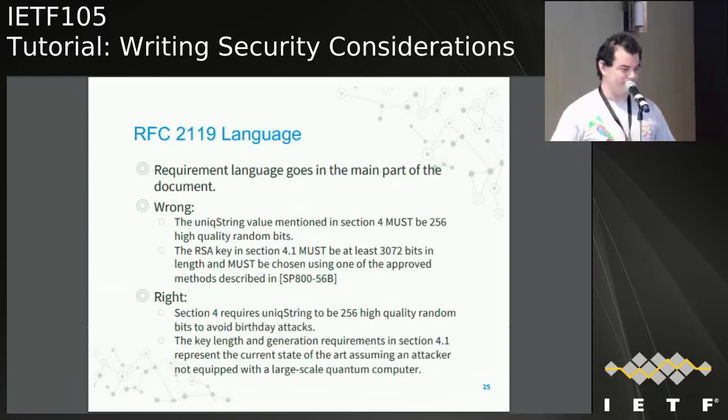So the right thing is to put those requirements in section 4 and 4.1, and then in the security considerations section, say, okay, the requirement in section 4 is because we're trying to avoid birthday attacks, and the requirement in section 4.1 is the current state of the art, assuming an attacker is not equipped with a large-scale quantum computer. If he is, then we don't really have an asymmetric algorithm at this point, so yeah, we're screwed anyway. So RFC 2119 language usually does not go in the security considerations section.